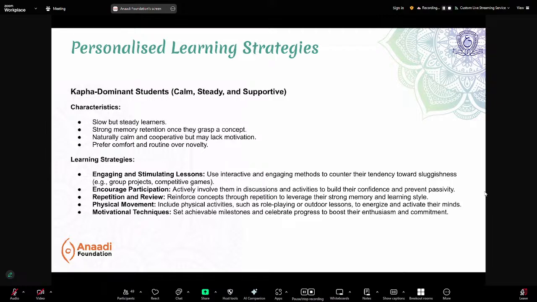You have engaging and stimulating lessons. You can use interactive and engaging methods to counter their tendency towards sluggishness. You can encourage a lot of participation, motivate them, incentivize their motivation so that they are not passive listeners, or keep repeating the concept so that they feel more participative, right? Reinforce concepts through repetition to leverage their strong memory and learning style. Include physical movement such as role playing and outdoor lessons to energize and activate their mind, and motivational techniques: achieve set milestones, so that even if they do a little bit, give them some motivation, because you need to push them. Kapha students, you need to push them to pay attention, deliver things, focus on the outcomes, and achieve a lot of things, right? That will build their commitment and enthusiasm.